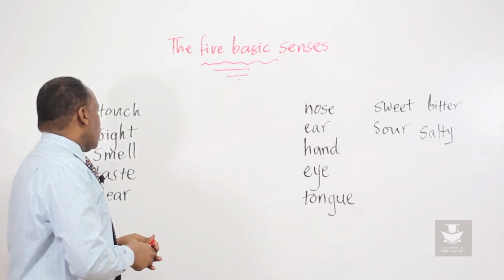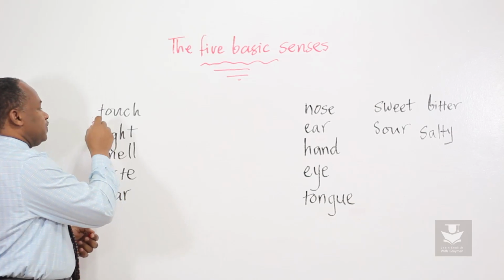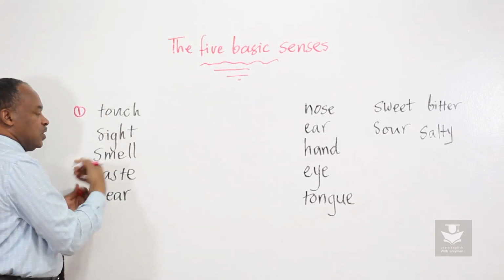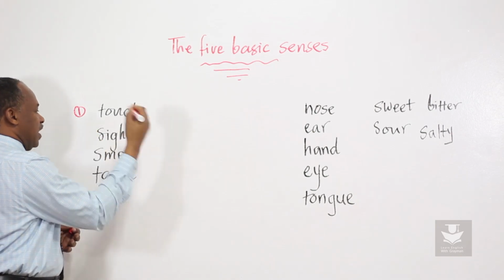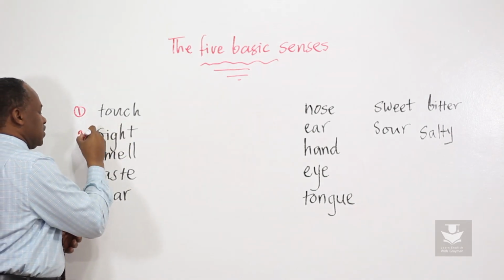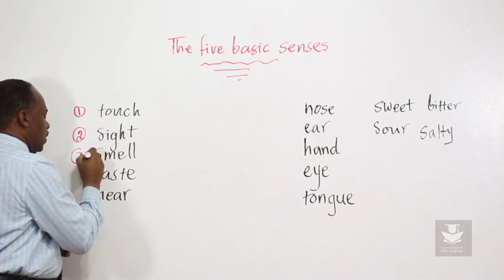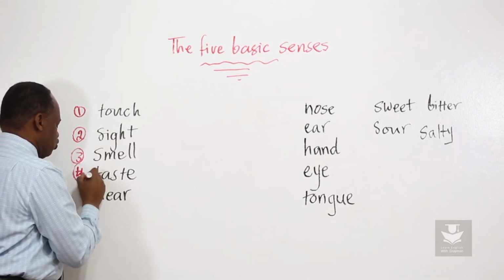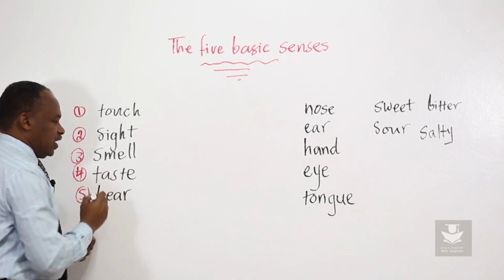Now, what's the first one here? Let's number them. And these numbers don't mean any order, because I have other things to do with these numbers. Okay, so what's the first one? The first one is touch.